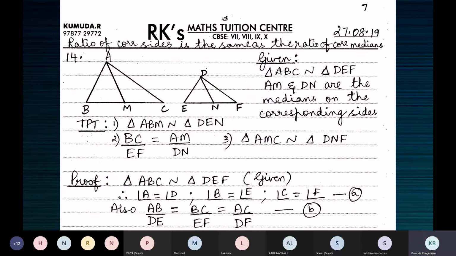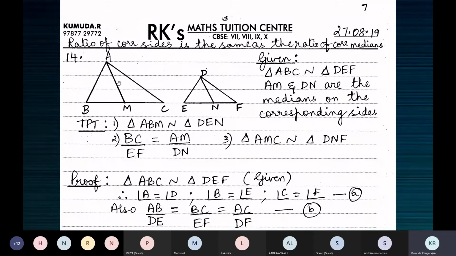Vertex A corresponds to vertex D, which means the median from vertex A will correspond to the median from vertex D. That is what we understand by the term corresponding medians. So not any two medians, but corresponding medians: medians from the corresponding vertices falling on the corresponding sides.